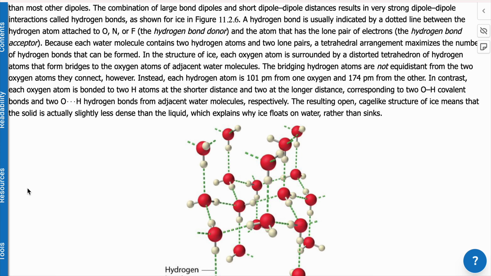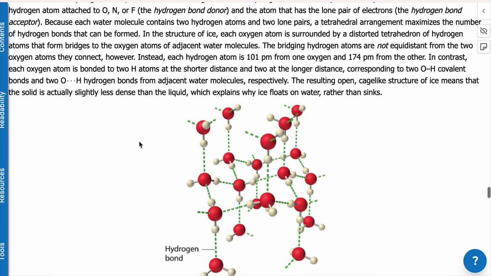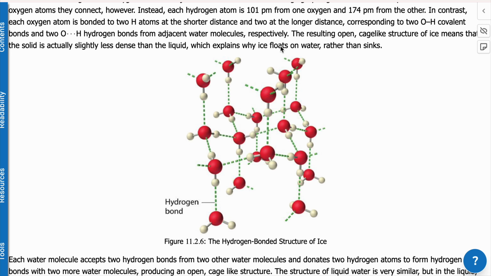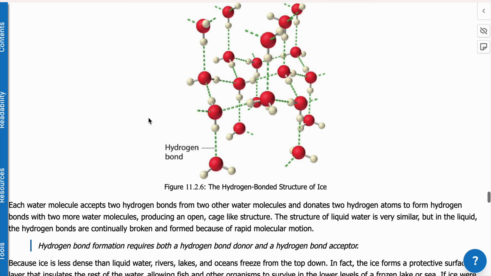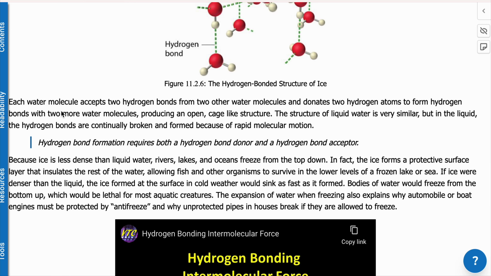The cage-like structure of ice means that the solid is actually slightly less dense than the liquid, which is why ice floats on water rather than sinks. Each water molecule accepts two hydrogen atoms from two other water molecules and donates two hydrogen atoms to form hydrogen bonds with two more water molecules, producing an open cage-like structure.